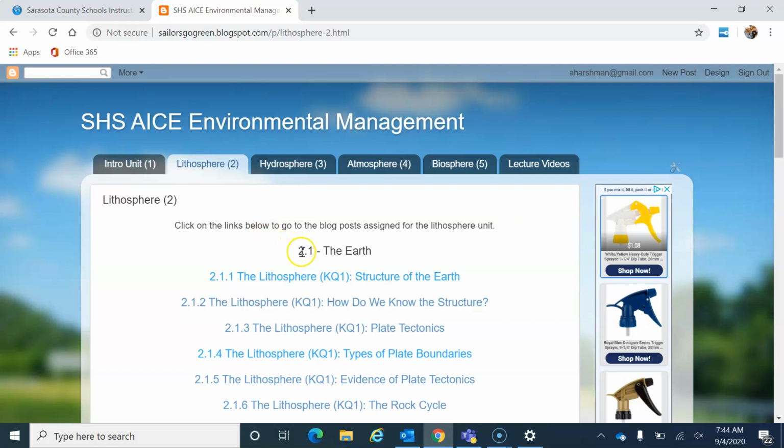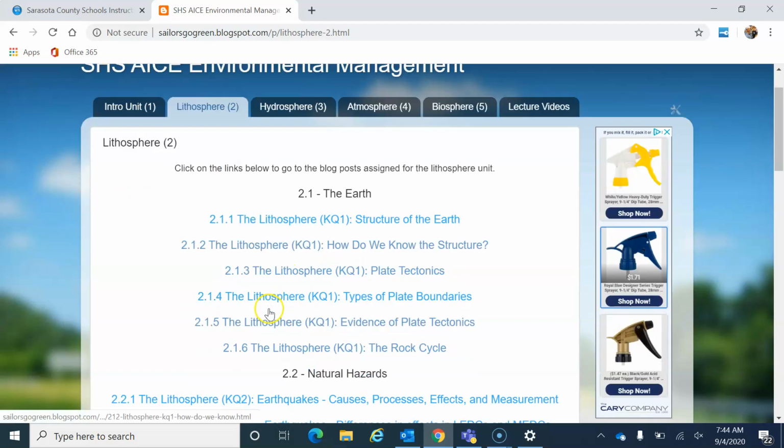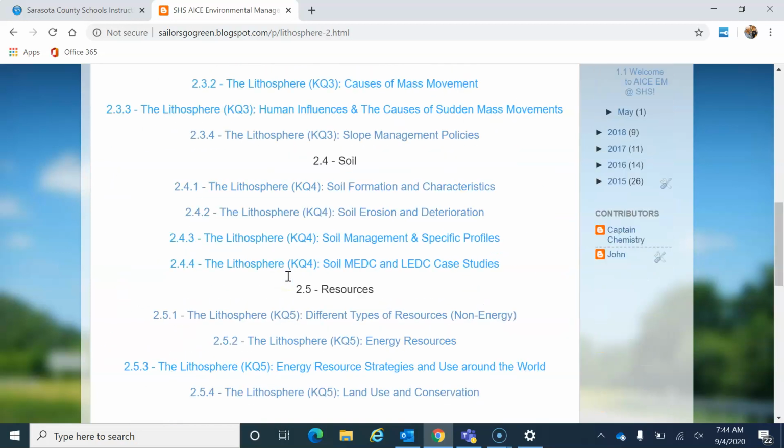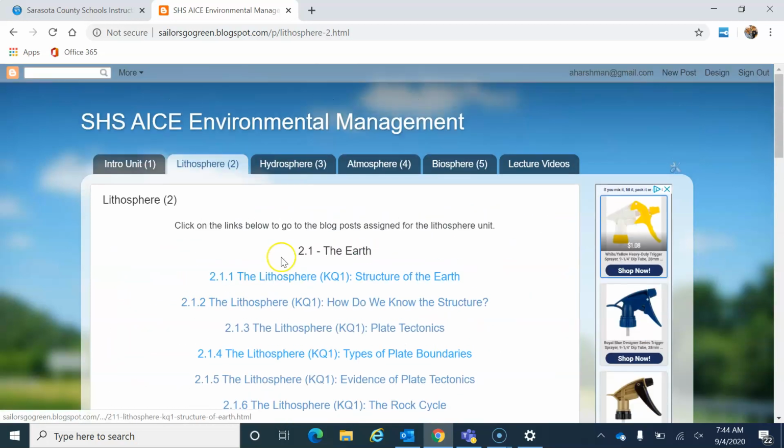And then the different subsections are 0.1. So 0.1 is going to be the Earth, and then there's different sections within there. So that's what all that means. Second will be natural hazards, then mass movements and soil, then resources. So we're going to start with 2.1.1 today, and that will be the lithosphere.